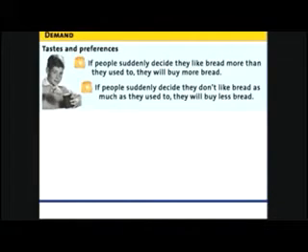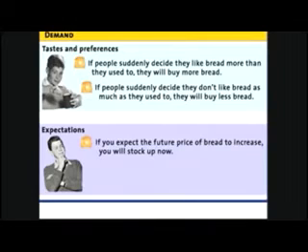Well, ceteris paribus, the expectation of a higher future price for bread leads people to buy more bread now. Either they're going to stock up or they're going to enjoy bread before it moves out of their price range. On the other hand, if people expect that the price of bread is going to fall in the future, they're going to reduce the quantity of bread that they purchase today and hang back and wait for the lower price.